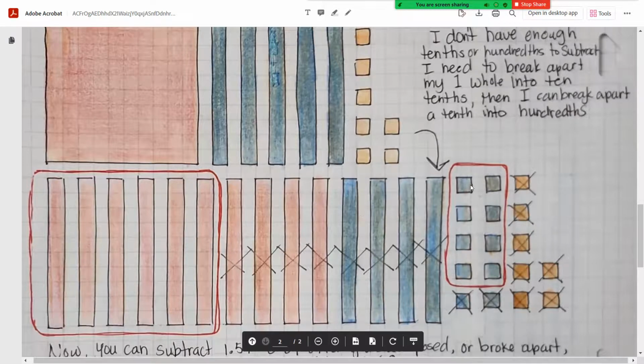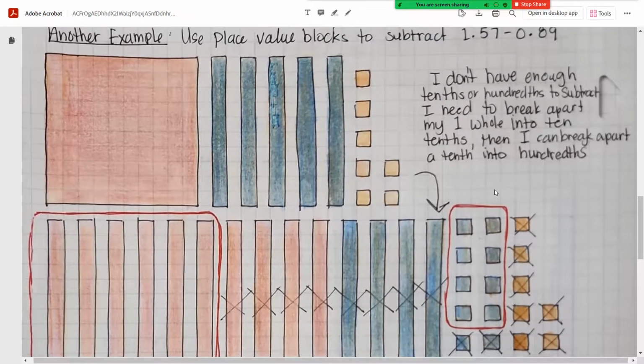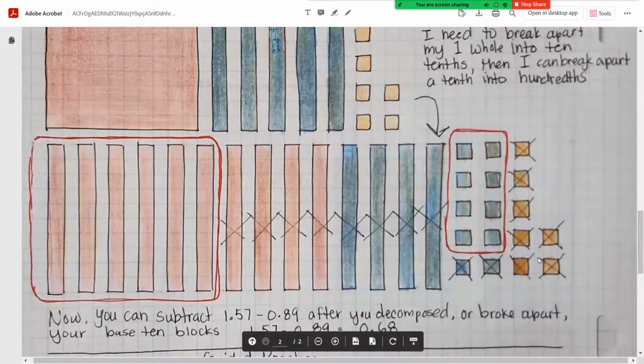And I took one of my 10 rods and I separated it into hundredths, or individual little ones. So now I have enough. So I was able to take away the 9 individual little hundredths. So 1, 2, 3, 4, 5, 6, 7, 8, 9. And I had these 8 left over.